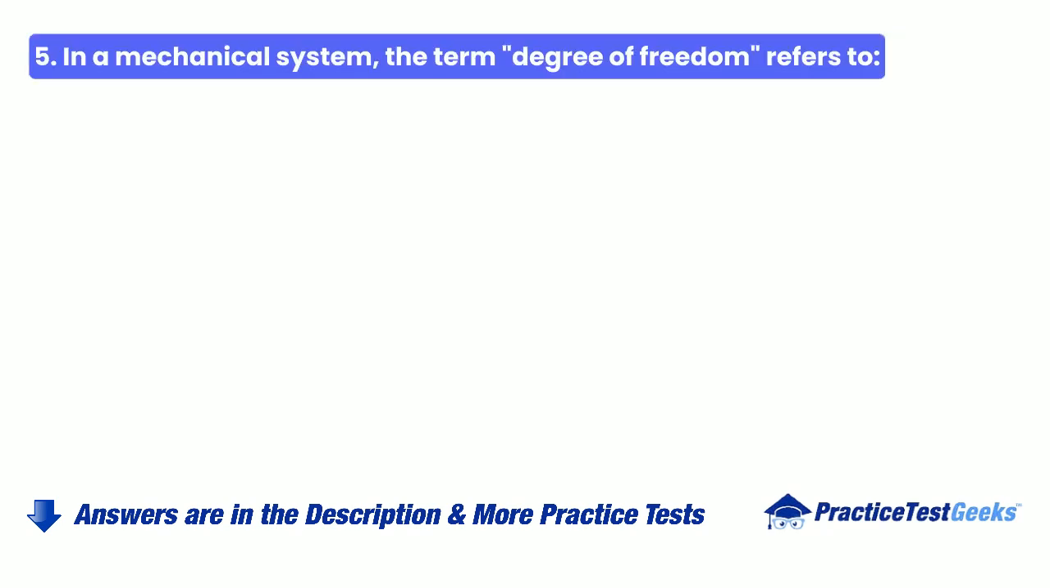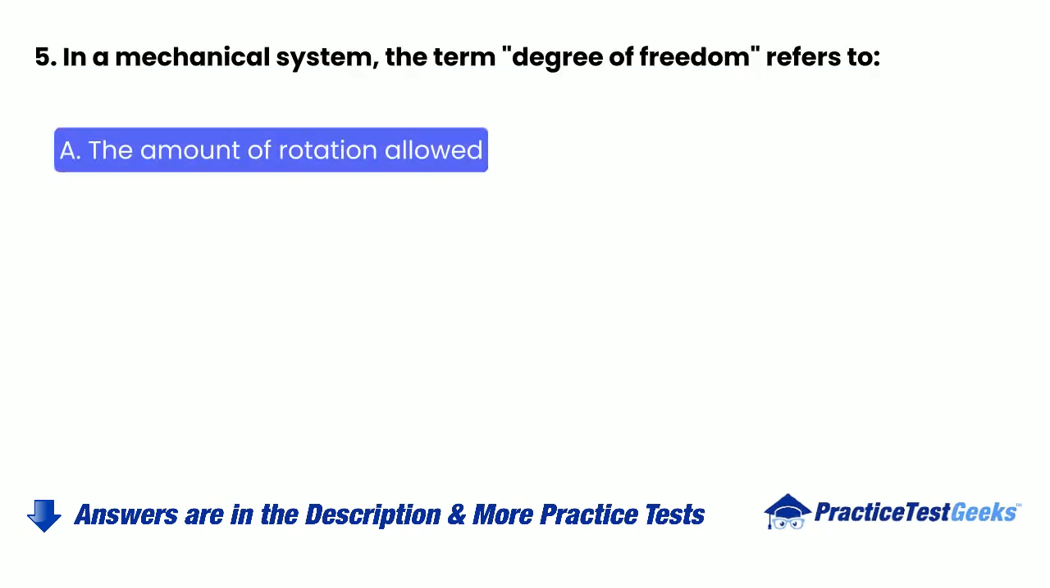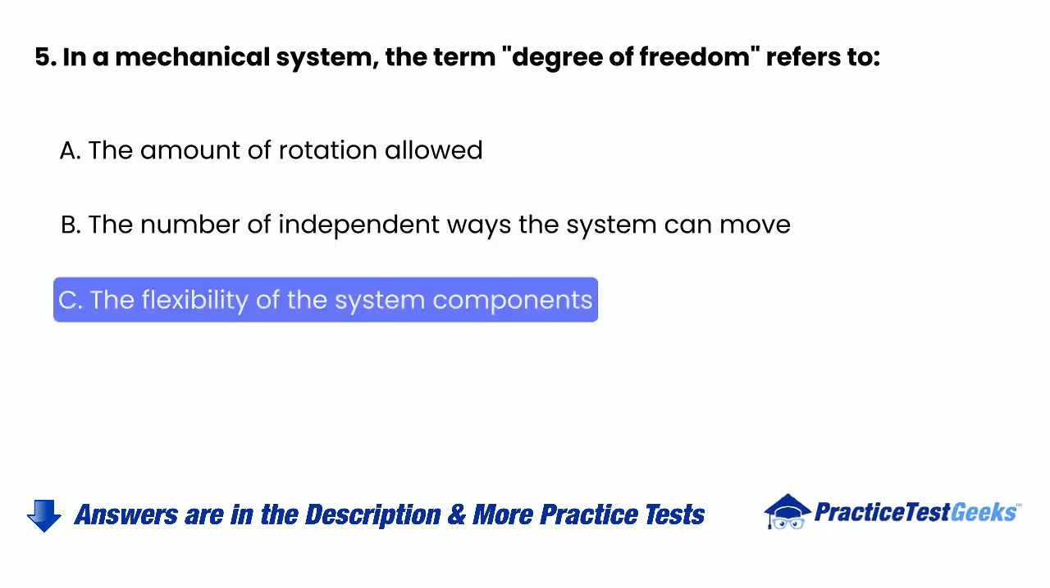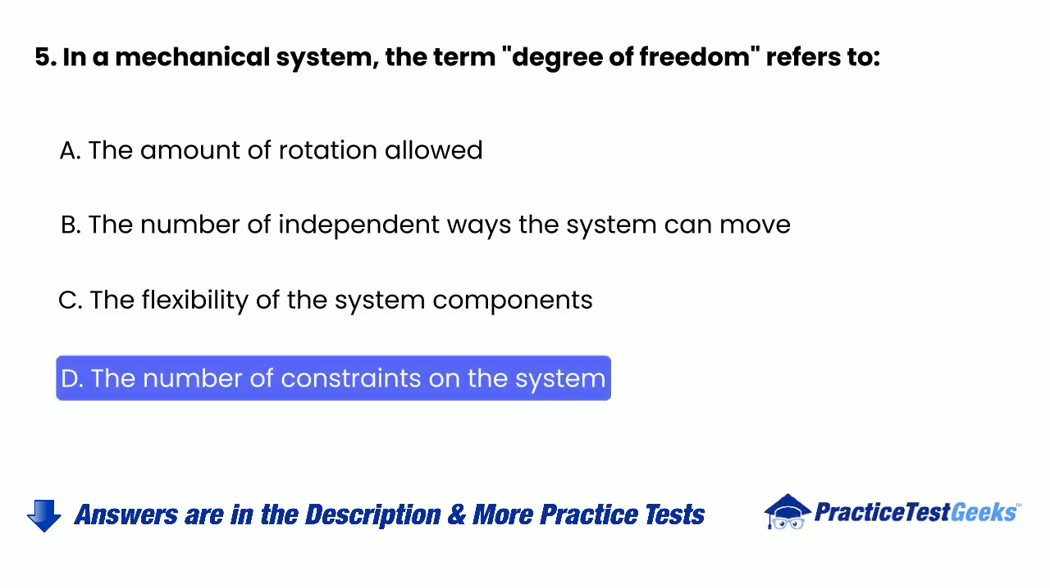5. In a mechanical system, the term degree of freedom refers to A. The amount of rotation allowed. B. The number of independent ways the system can move. C. The flexibility of the system components. D. The number of constraints on the system.